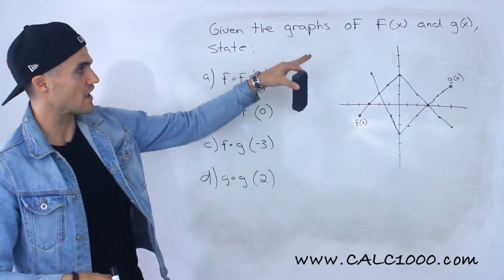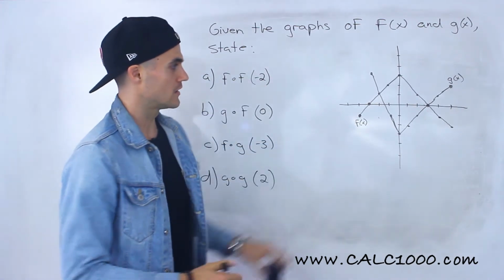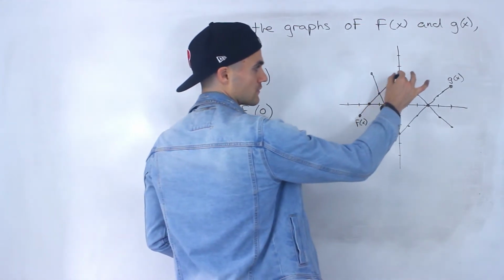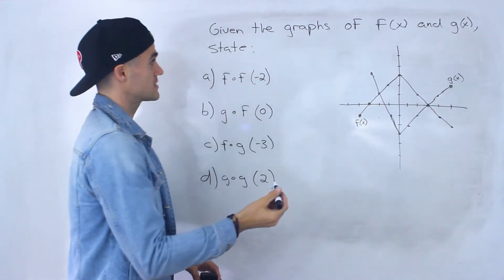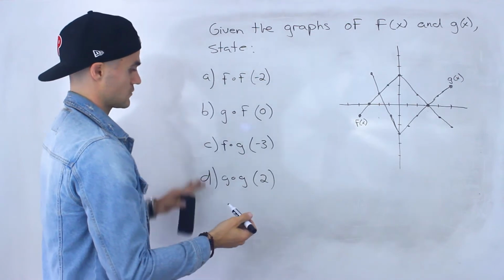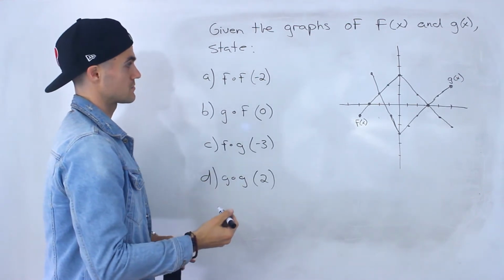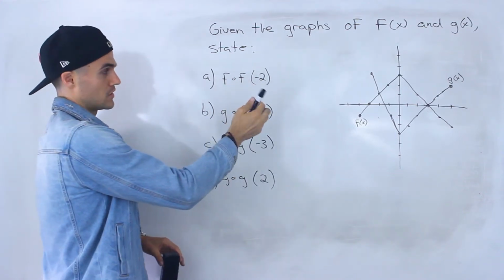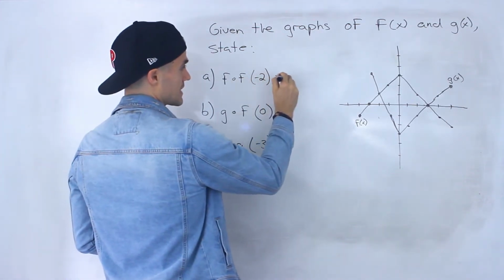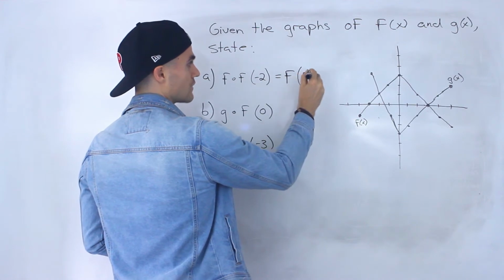So given the graphs of f of x and g of x over here, notice that this graph is f of x and this graph here is g of x. We have to state the value of each of these expressions. Over here we got f of f of negative 2. Another way to rewrite this is f of f of negative 2.